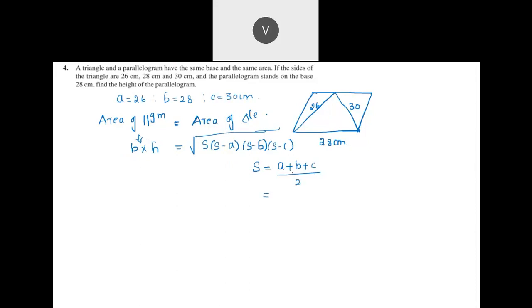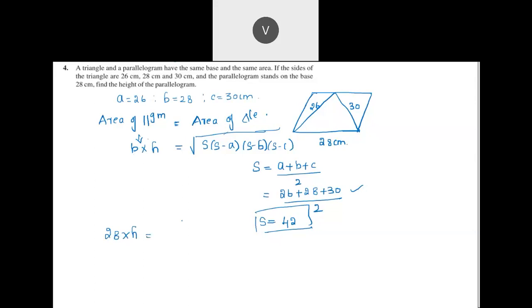Substitute a value, b value, c value here. A value is 26, b is 28, c is 30, divided by 2. What is the s value? 42. S is equal to 42. Now substitute 42 in this formula. And what is the base of the parallelogram? Base of the parallelogram is equal to 28, into height, which we need to find.